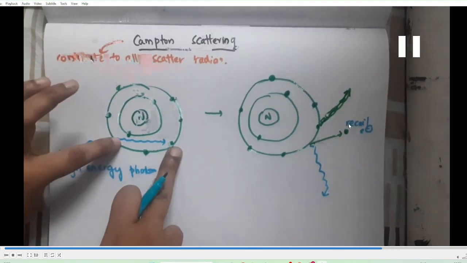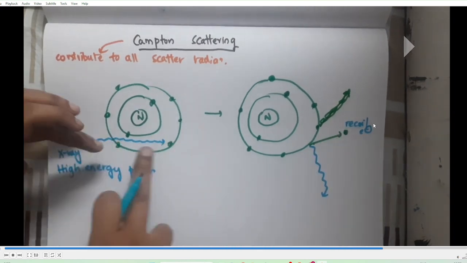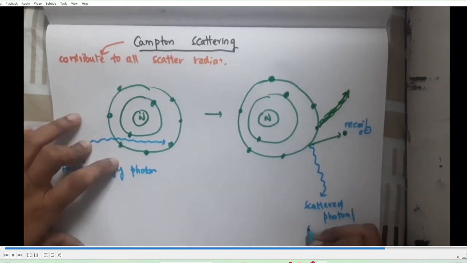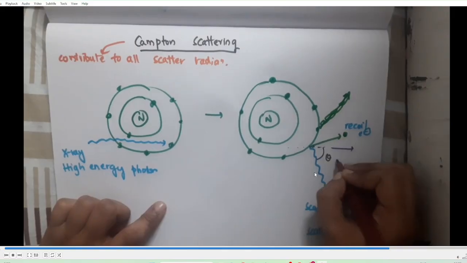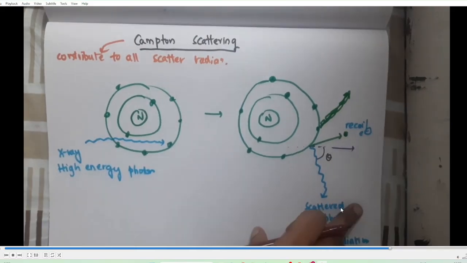And the electron is ejected, and this ejected electron is called the recoil electron. So this Compton reaction produces an ion pair: a recoil electron, a positive ion, and scattered radiation. The energy of the incident photon is distributed in two ways.